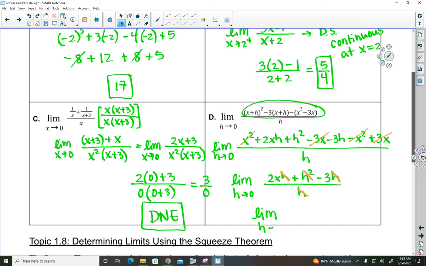Final new limit, 2x plus h minus 3. So if I directly substitute 0 for h, this is going to be 2x minus 3. This is a snapshot into something in the future that we will discuss more in context as we continue.